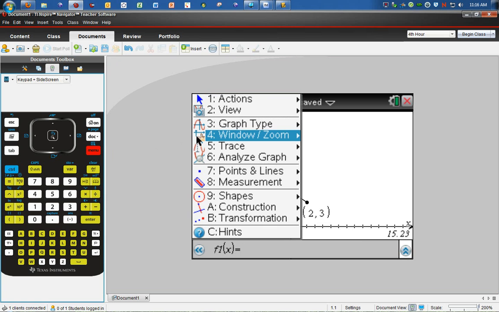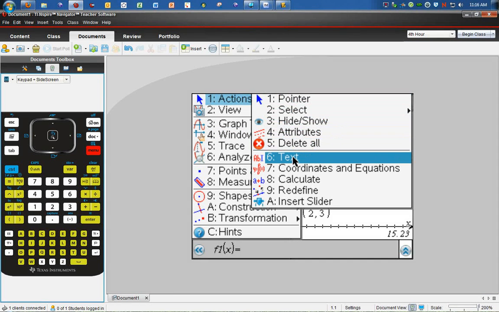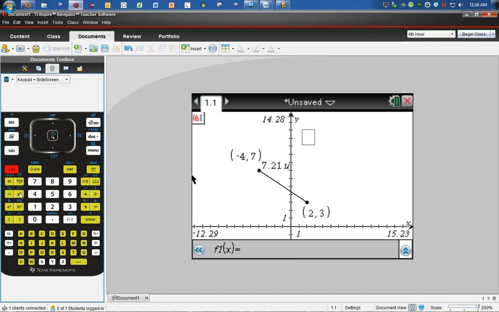So I want to create the expression. I'm going to go up to actions, and the first thing to create the expression is hit text. I'm going to go up here because there's a lot of white space. And I need to create a square root. Now the square root is over here above the x squared key. So I need the x's squared plus the y's squared. So basically that's the structure.